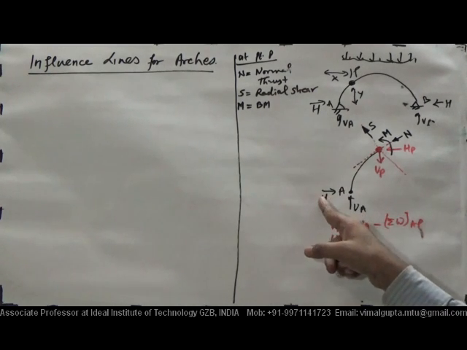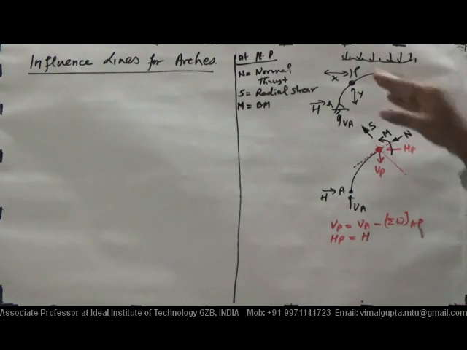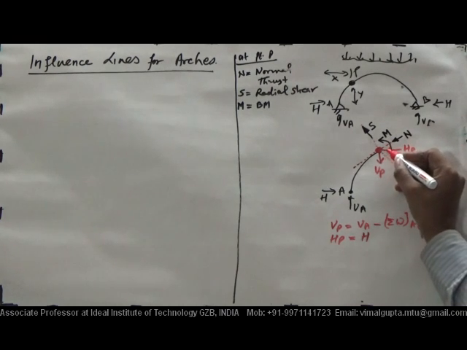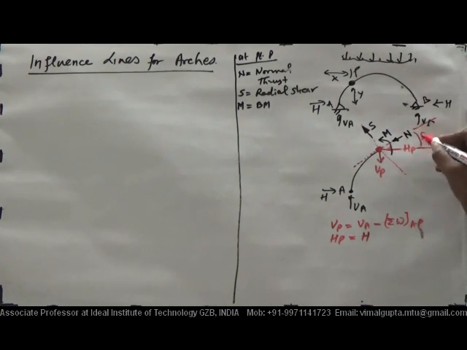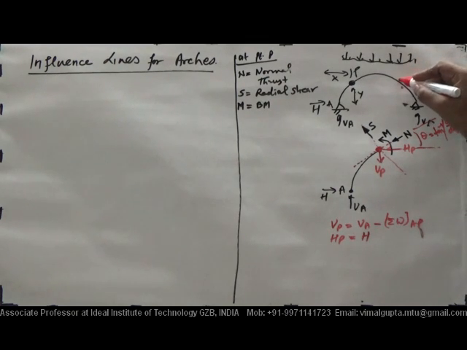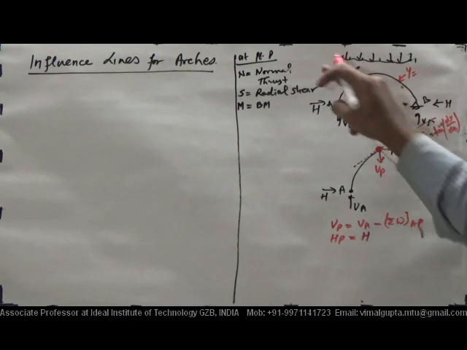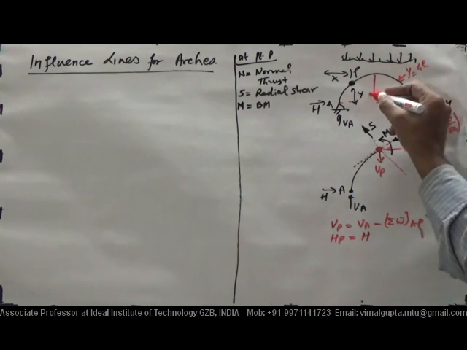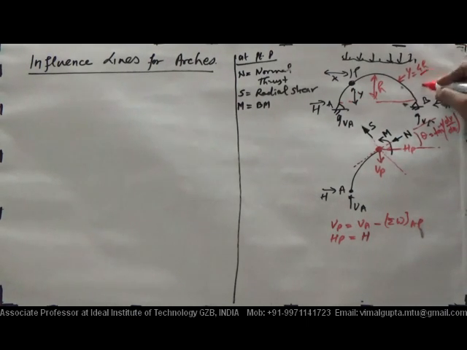If we know the value of H and the value of VA acting on this arch, then we can find the normal thrust and radial shear simply by resolving. This will represent the slope theta, and its value will be tan inverse dy by dx. If this is a parabolic arch, then we know the relation between y and x: y equals 4h by L square, times x times L minus x, where h is the rise. So this is the relation between x and y.